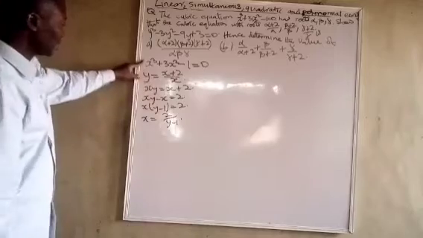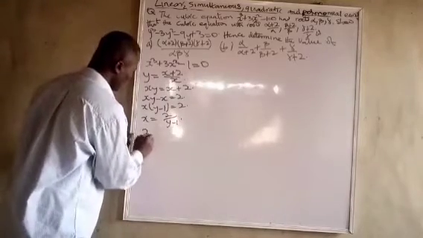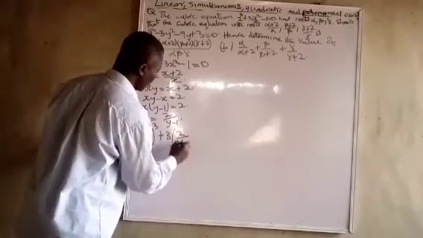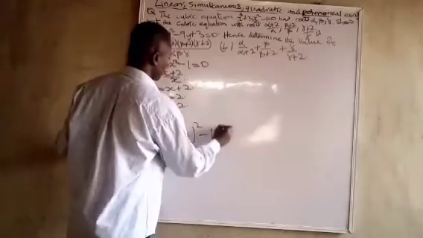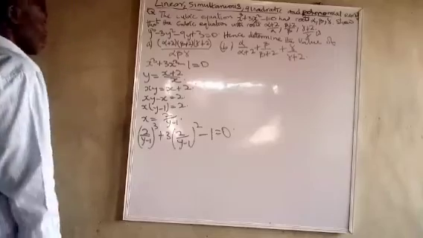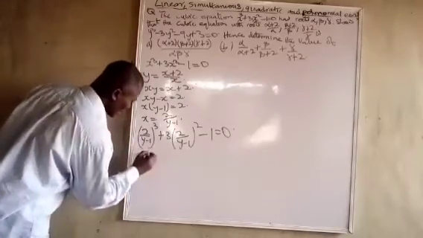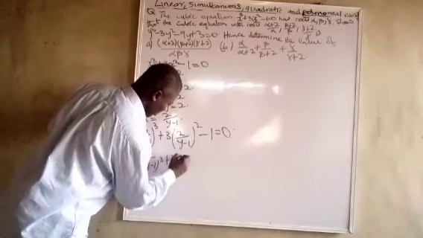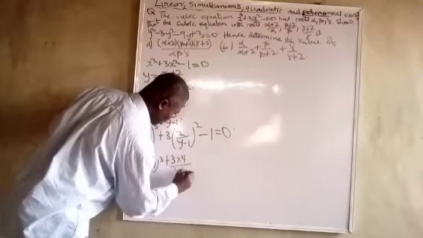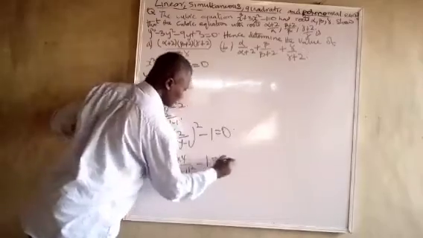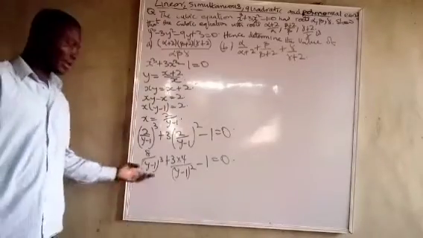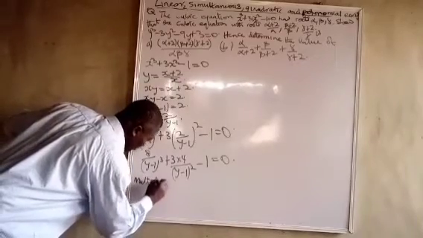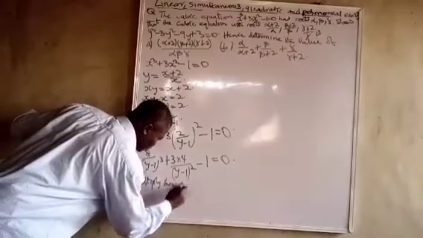Now let's substitute this into this equation. So we can now say 2 over y minus 1 cubed plus 3 into 2 over y minus 1 squared minus 1 equals 0. Now, I can now say 8 over y minus 1 all cubed plus 3 into 4 over y minus 1 squared minus 1 equals 0. So from our observation, you can see that y minus 1 cubed is the LCM. So let's multiply through by y minus 1 cubed.